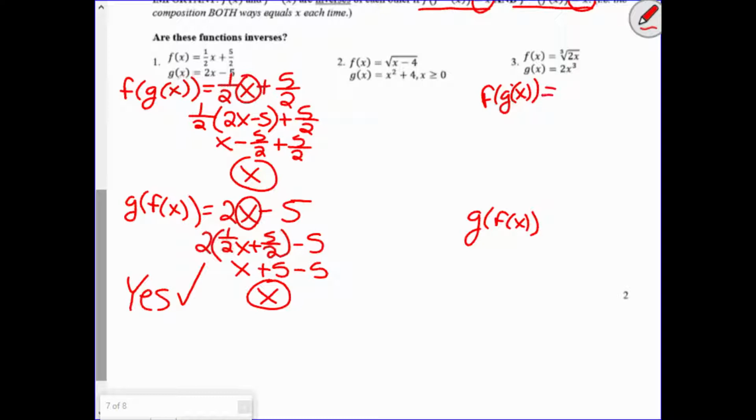Alright, so if I'm starting with this one, I'm going to write cube root of 2x. But in my base function, instead of writing x, what am I going to use as the input? I'm going to use g of x, which is 2x. Cube root of 4x. Now, from here, can I simplify this?